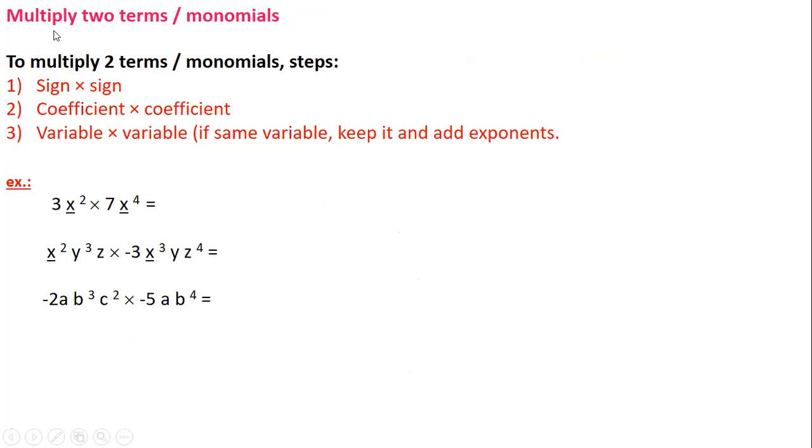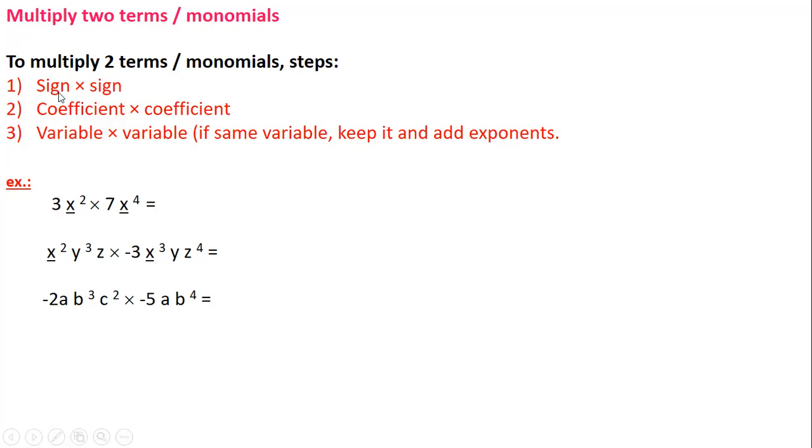Now the second objective, which is multiply two terms or two monomials. If we have two terms or two monomials multiplied by each other, to multiply two terms or two monomials, we have to apply steps. We know that each term has a sign, each term has a coefficient, and each term might have one variable or many variables, and the variable has an exponent. What are the steps to multiply monomials?